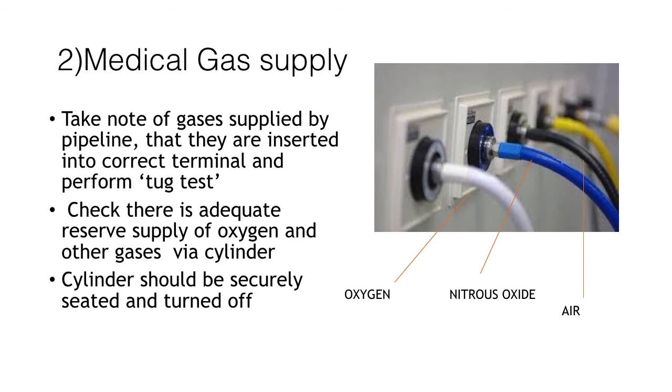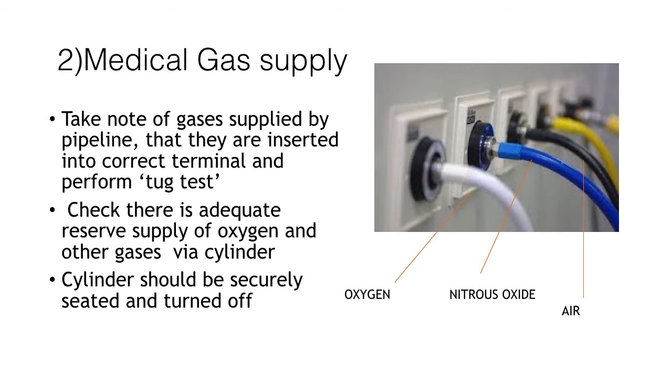The second stage of checking the machine is checking the medical gas supply. Medical gases are delivered to the anaesthetic machine via two means, primarily via pipelines, and in the case of backup supply via cylinders. These medical gases are colour-coded. In the UK, oxygen is white, for example, nitrous oxide is blue. The pipeline gases have a pipeline pressure of 4 bar or 400 kilopascals. They are connected into the wall via what is known as a Schrader valve.